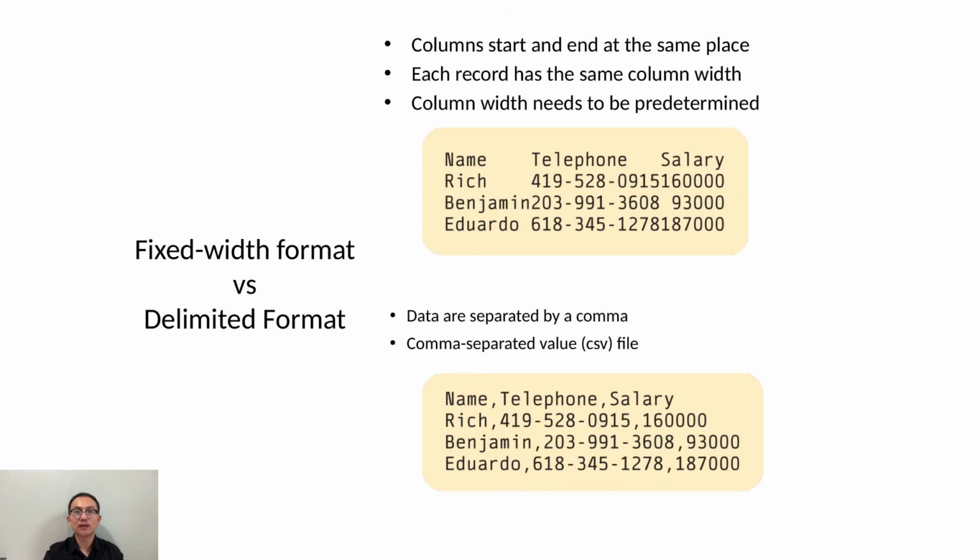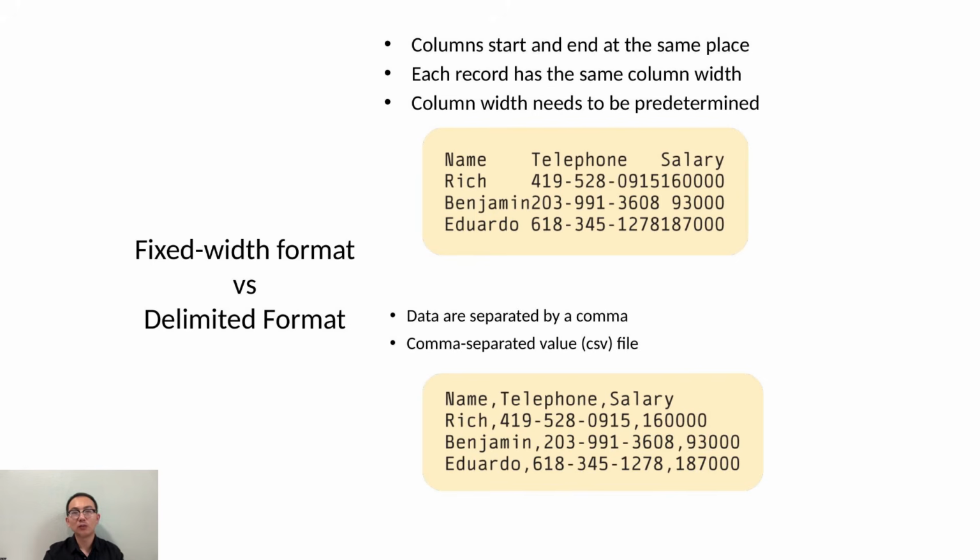Delimited files allow for variable length fields, so names or other values can be as long as needed without being cut off. And while commas are the most common delimiter, others like tabs or semicolons can be used too, depending on the system. So how do they compare?